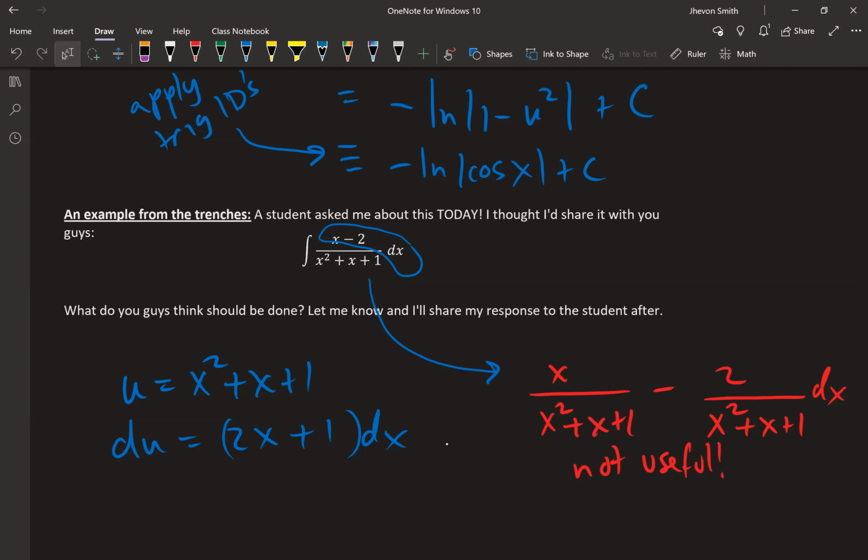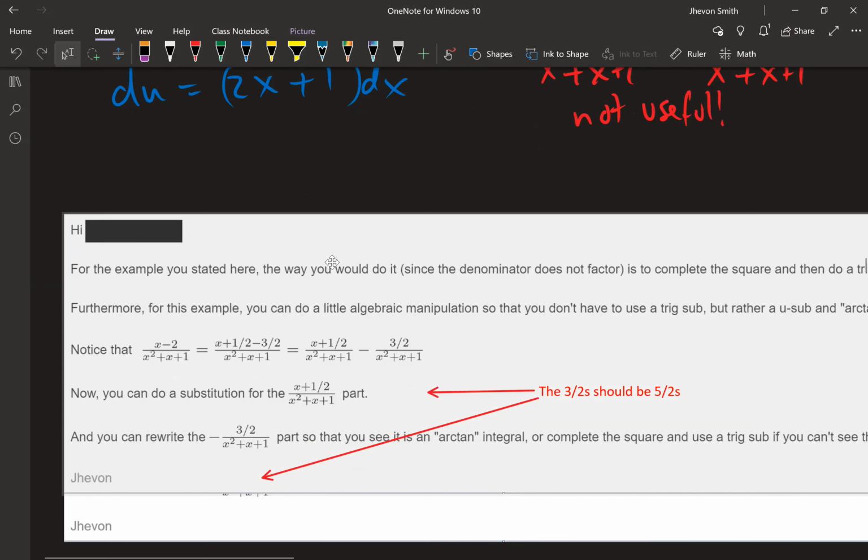Okay, so completing the square of the denominator isn't a bad idea. At this point, it is a little bit premature. All right, so there's a little activity I want to do with you guys a little bit later, so I want to move on. Here is my actual response to the student.